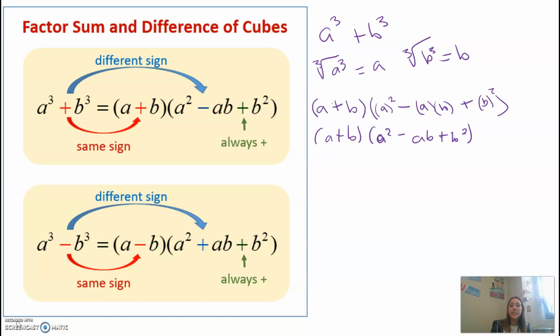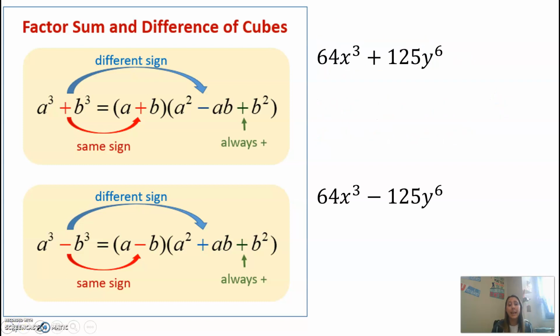You're going to do the same thing with a difference of squares. A difference of perfect cubes, a difference of cubes. So go ahead and make sure this is in your notes. Now we're going to do a couple of problems. I've already gone through it where I did an a cubed plus b cubed. Now I want to do it with some numbers.